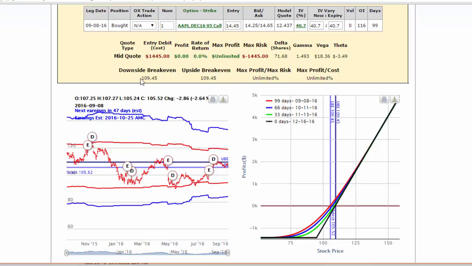So the first thing I like to see is at what point is my break even. Here on this platform, using this particular option, which is the December 95 call at a cost of $1,445 for one single contract, the stock needs to move up to 109.45 to break even at options expiry. Okay, that's very important. The stock right now is around $105, so it's got to move up by at least $4 at options expiry for me to just break even.